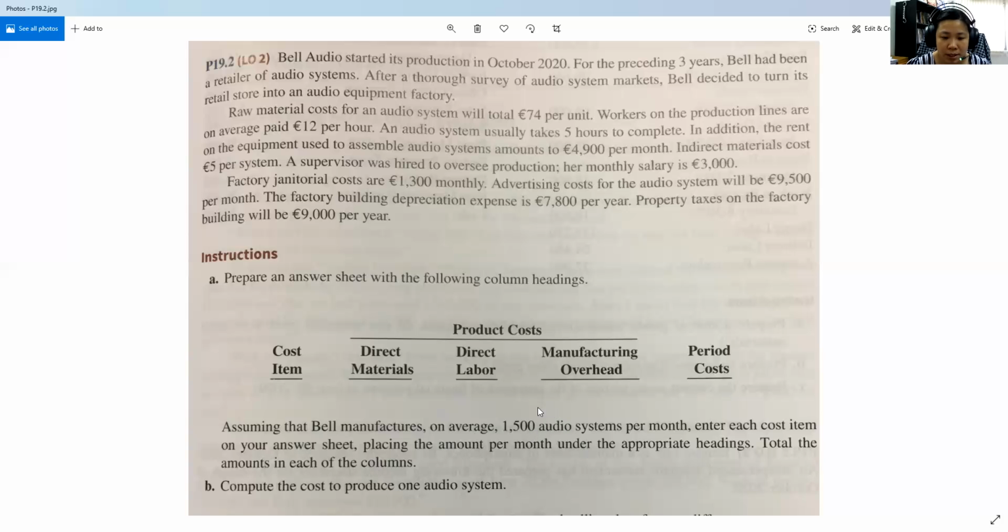And remember that they produce 1,500 units per month. And so you can multiply by the number of units for the cost per unit. And then after that, calculate how much it costs to produce one unit. Okay, so let's start with this one.